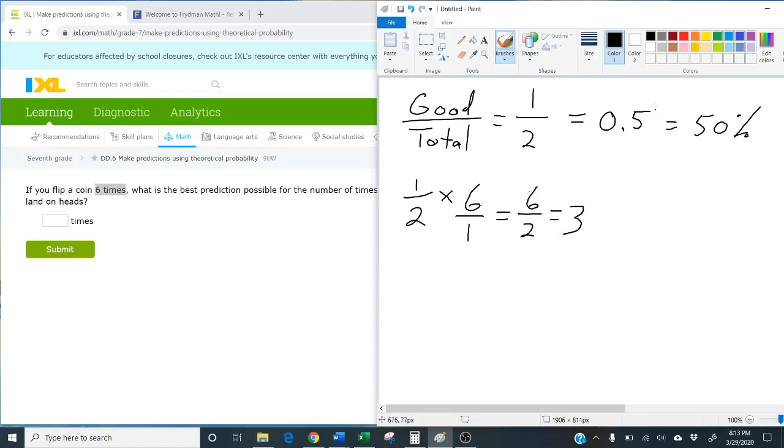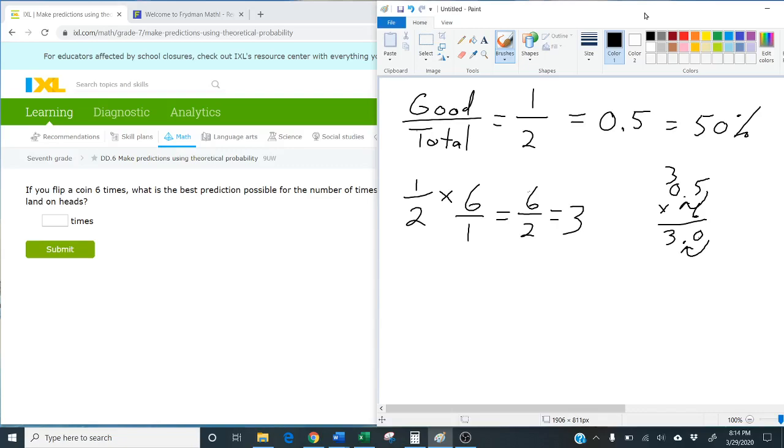We also could have used this number over here, 0.5, times 6. 6 times 5 is 30, carry the 3. 6 times 0 is 0, plus 3 is 3. And then we have 1 space here, so 1 space there. So we get 3.0, which is the same as 3. Okay? So if I flip a coin 6 times, it's reasonable for me to predict that 3 of those times the coin will come up heads.